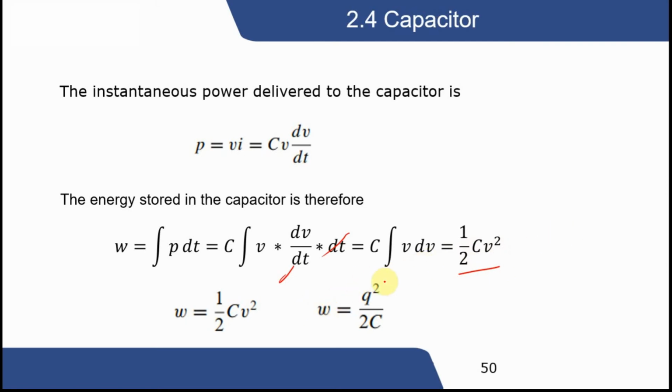We can also write it in another form. As we know, Q is equal to CV, so if we want to put V, we can write Q upon C. If we put Q upon C here, it becomes Q square upon C square, and one C cancels, so we can say Q square over 2C is the energy. Either formula can be used.